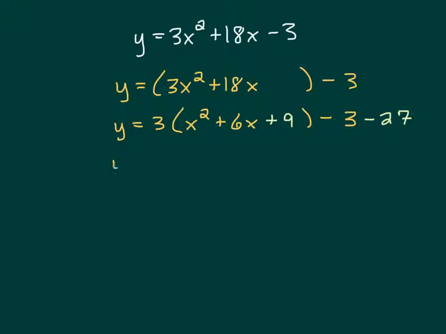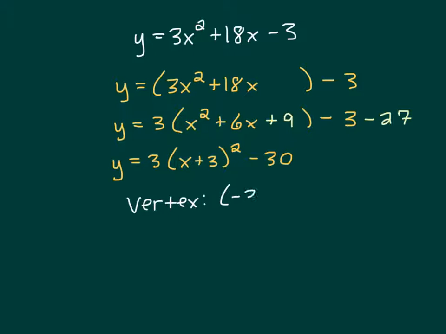So then my vertex form is 3 times x plus 3 squared minus 30. So my vertex is negative 3, negative 30.